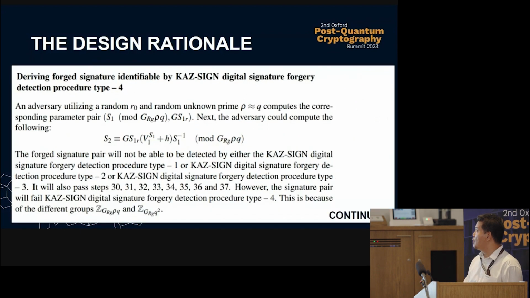What about type 4? Type 4 is when an adversary changes the modulus. The prescribed modulus is using Q square. So the adversary uses another prime, rho, which is unknown to the verifier, and uses it to do the modular. So it's modular rho Q instead of Q square. So this type of forgery will pass detection 1, detection 2, and detection 3. It will also pass 30 until 37. However, it will not pass detection type 4, basically because it's in different groups.